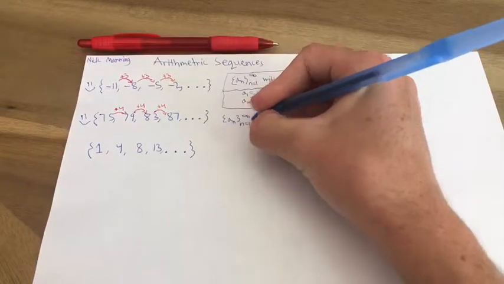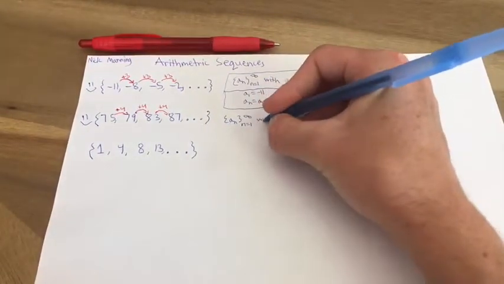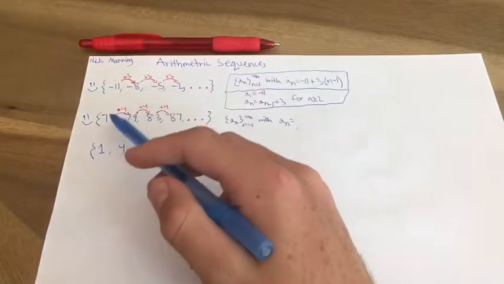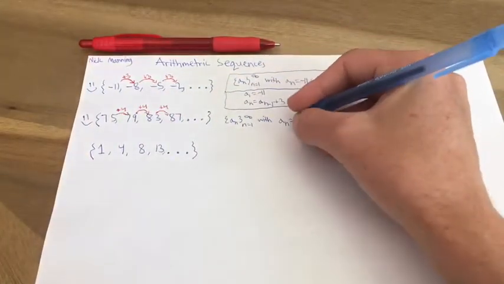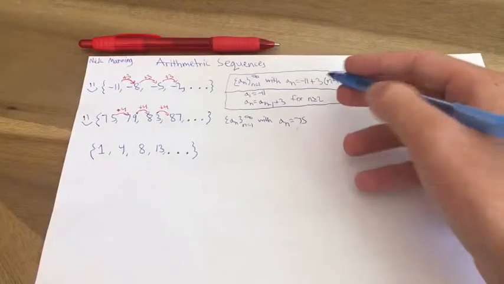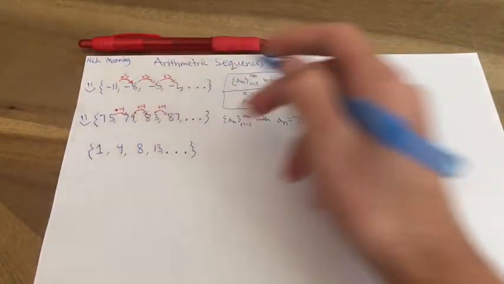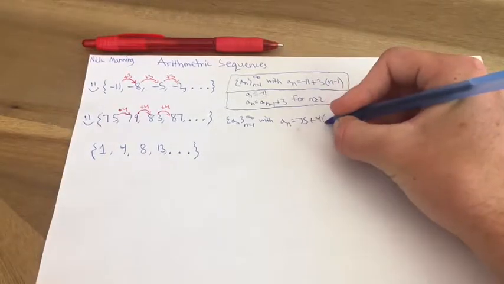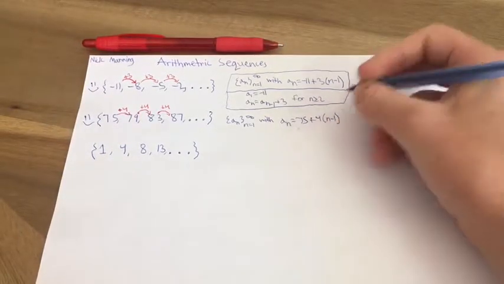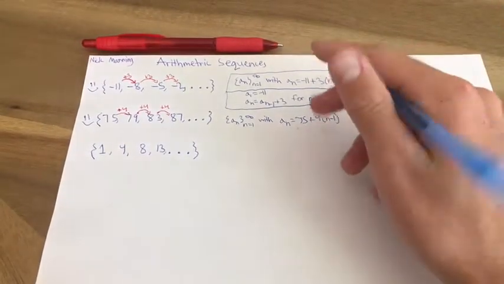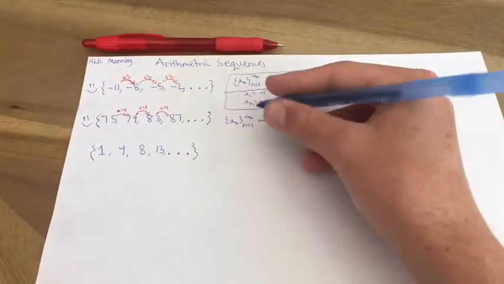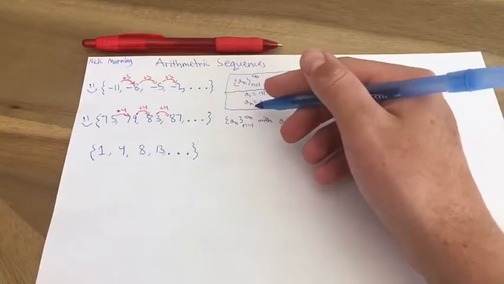For n equals 1, with a sub n, our first term, 75, plus we're increasing by 4, so that will be plus 4 times n minus 1. So it's not that bad once you get a hang of it. So that's how we will write it explicitly.